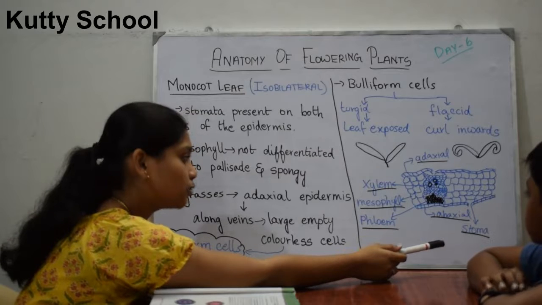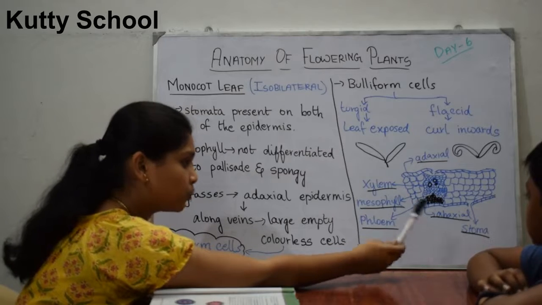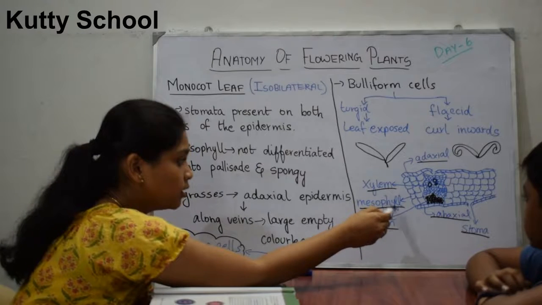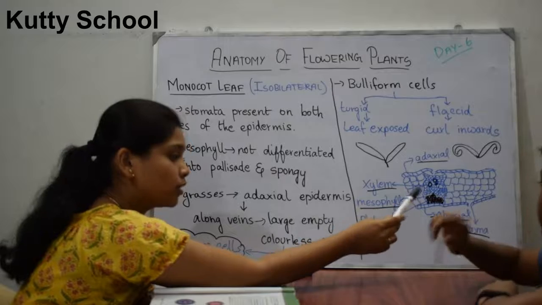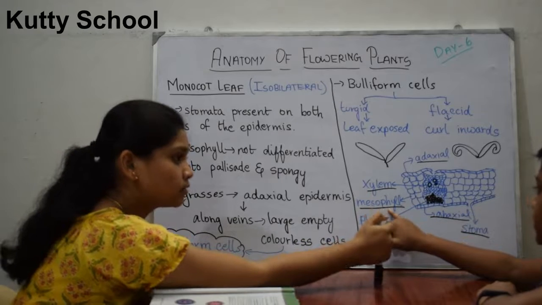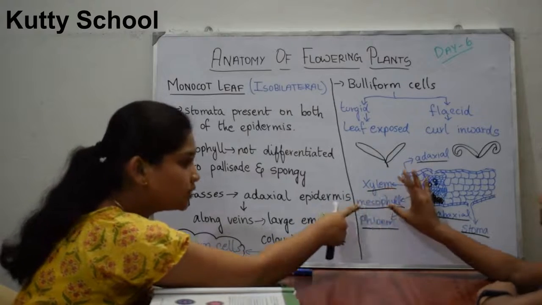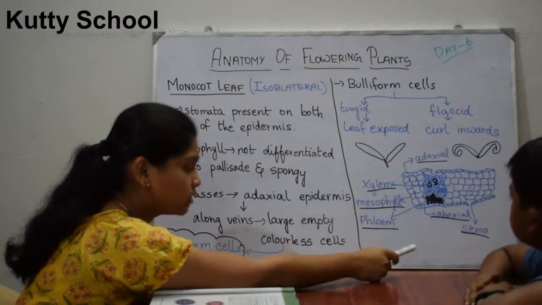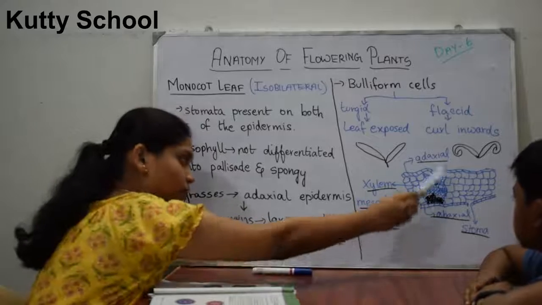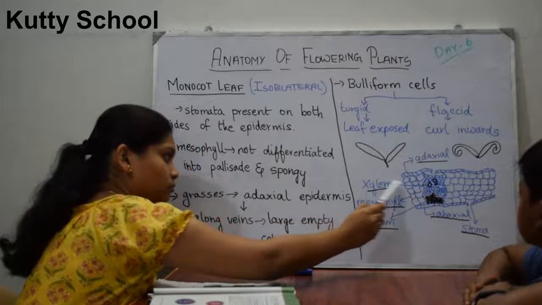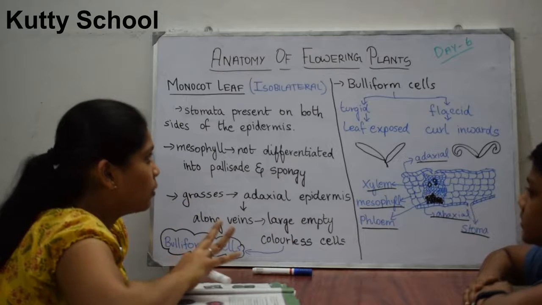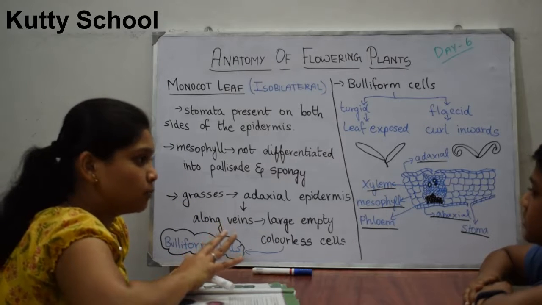Since there is no palisade parenchyma and spongy parenchyma, the mesophyll is not differentiated into them. There is only one type of mesophyll cell; it is not divided. These are the mesophyll cells. This is a vascular bundle, where this is xylem and this is phloem. This is generally about the isobilateral leaf, that is, the monocot leaf.